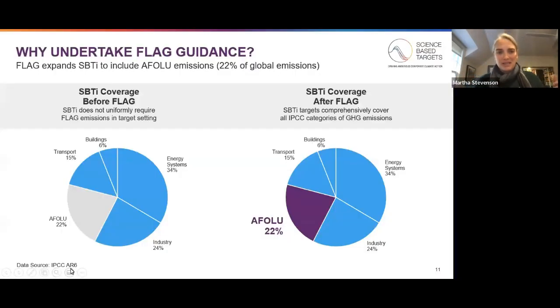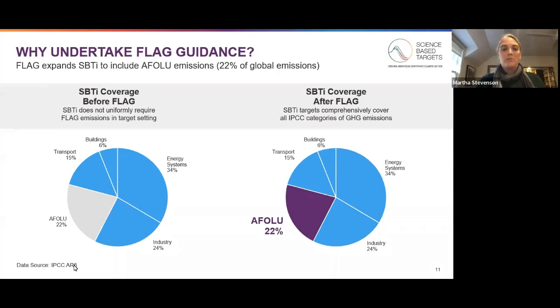So why undertake the FLAG guidance? The big headline here is basically the FLAG sector, or AFOLU, agriculture, forestry, and other land use emissions, contribute 22% to global emissions annually. That is a significant chunk of emissions, and it had not been covered by corporate inventories until this work moved forward.